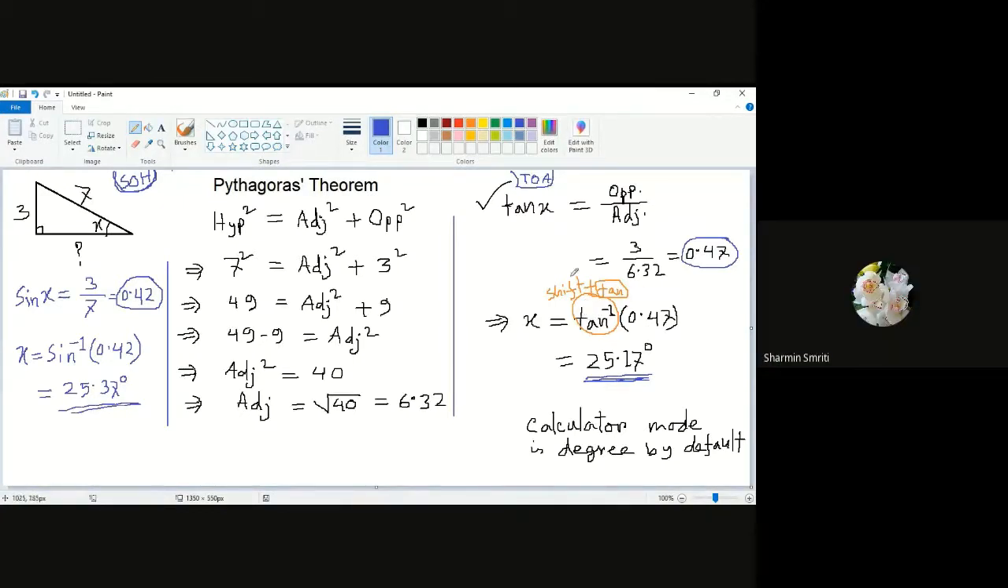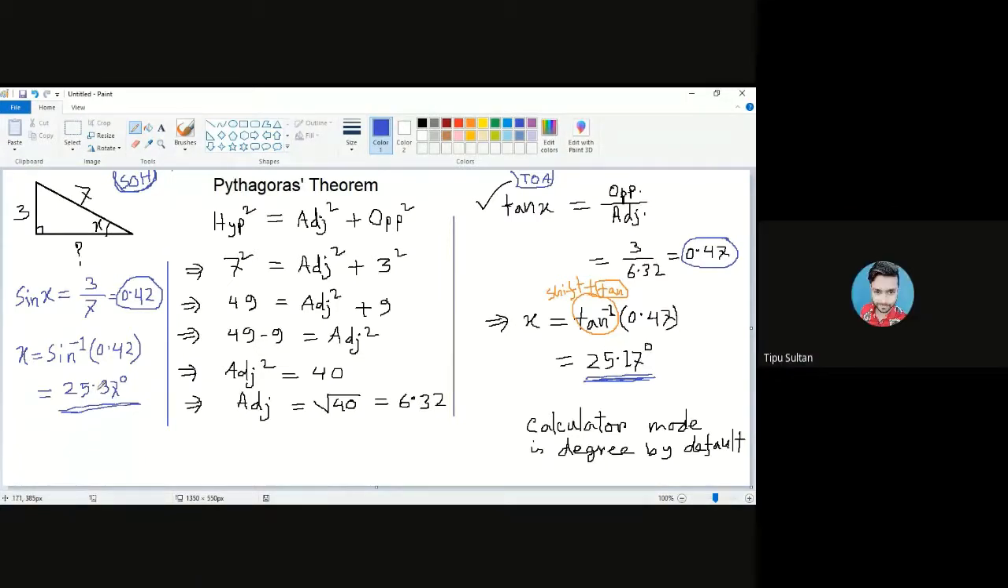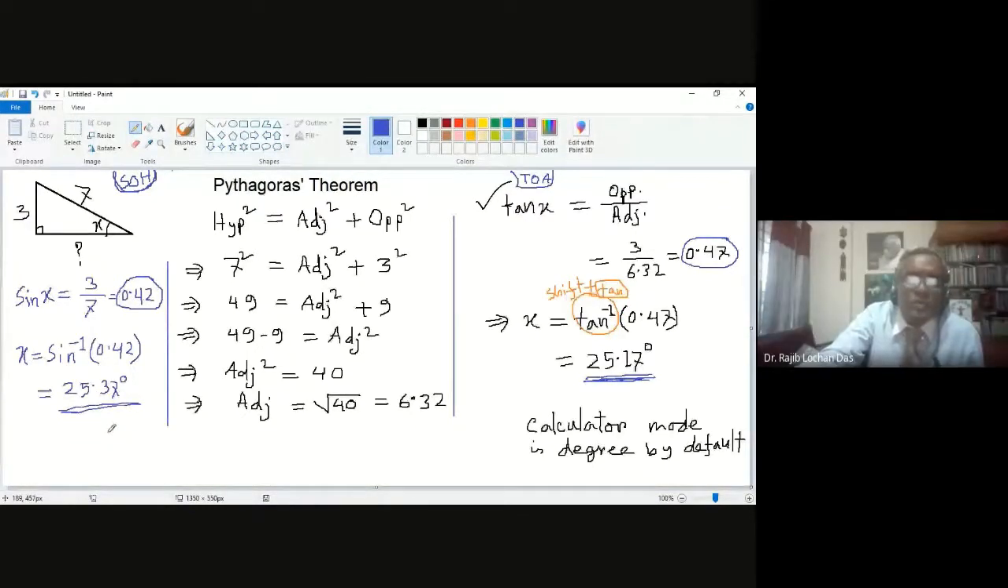So I am saying one answer is 37 and another answer is 17. Why is there a little difference in the two answers? Sir, 0.47 and 0.42. No, not for that. This is tan inverse and this is sine inverse, not for that.